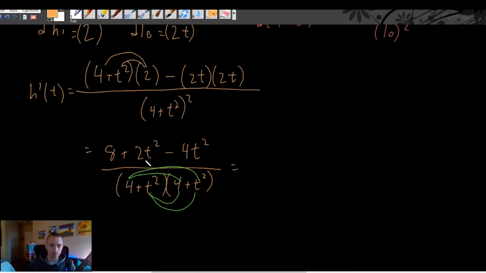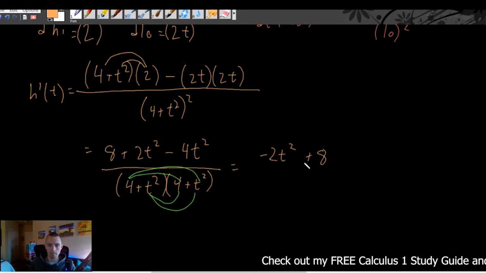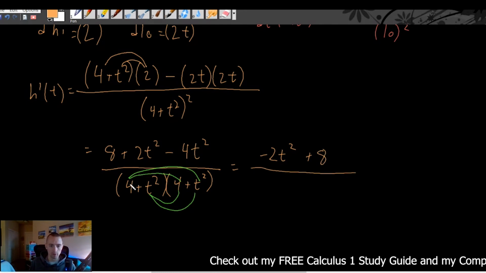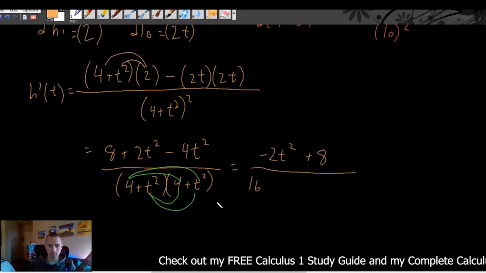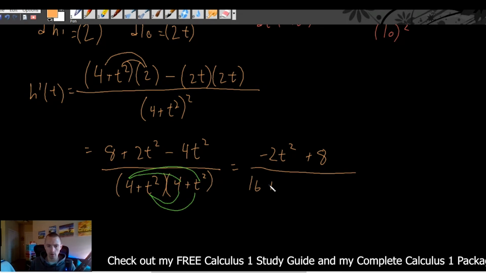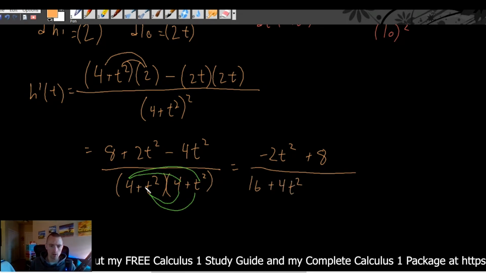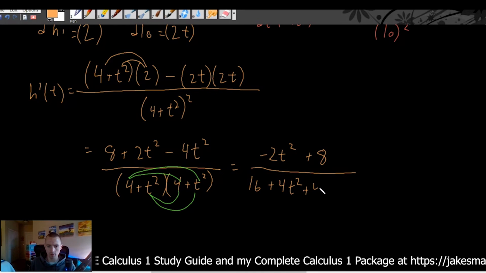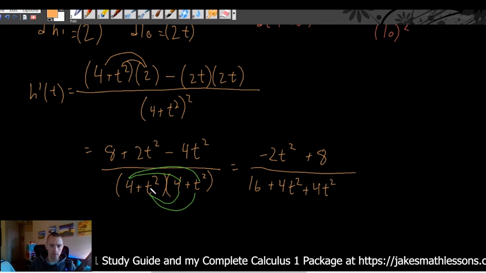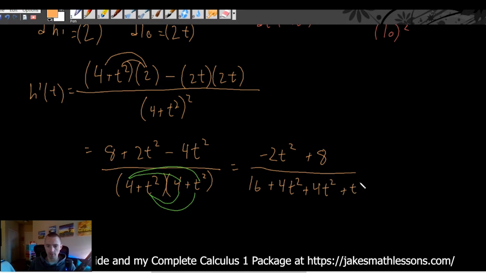So then we can simplify this. First of all, 2t squared minus 4t squared simplifies to negative 2t squared. And then we have a plus 8. On the bottom, we're going to get 4 times 4 is 16. 4 times t squared is 4t squared. T squared times 4 is another 4t squared. And then t squared times t squared gives us t to the 4th.